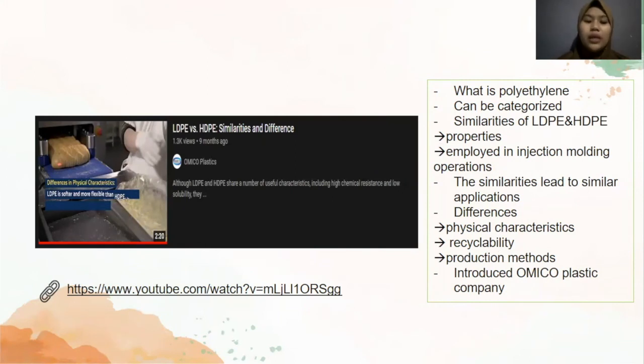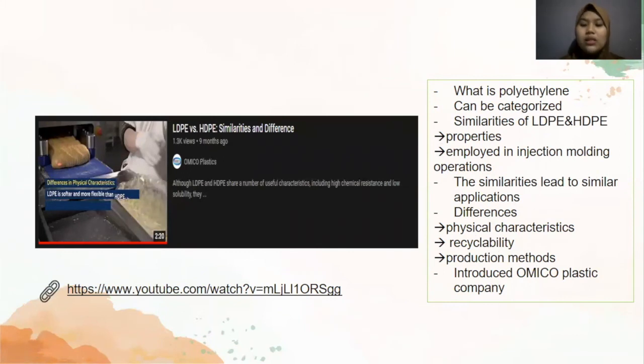LDPE and HDPE have low material weight and low manufacturing costs, and are employed in injection molding operations. LDPE and HDPE have the fastest injection speed. Next, it tells us the similarities of HDPE and LDPE have led to similar applications.